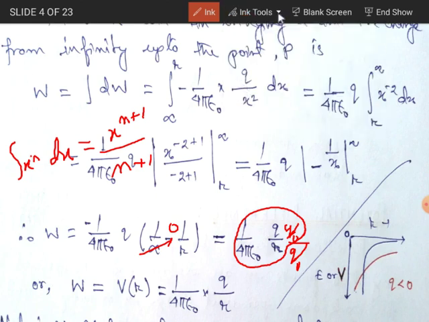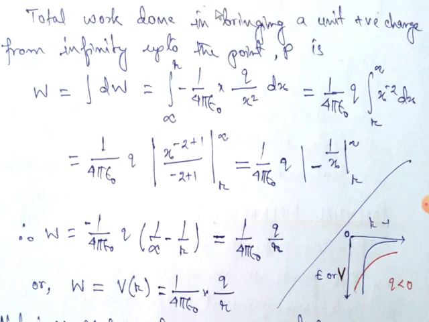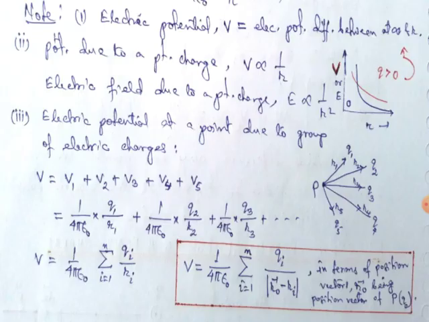Let's go to the next slide and see how we can draw the graph. This is for the electric potential versus distance graph. Electric potential is directly proportional to 1 by r, or you can say electric potential is inversely proportional to the distance.